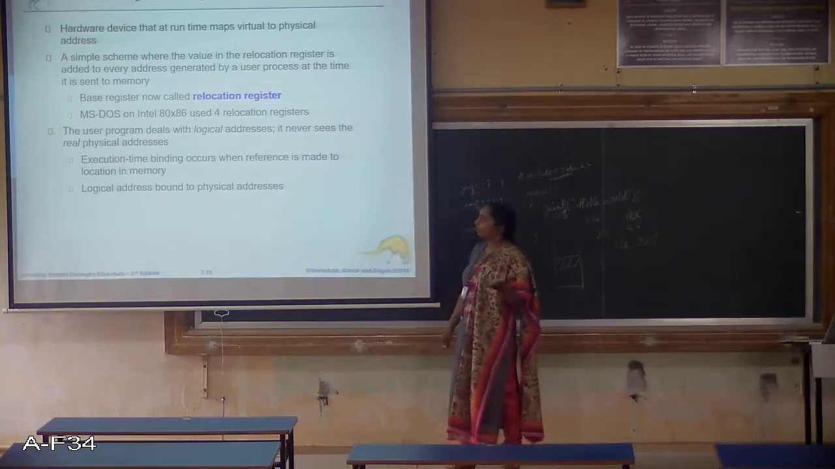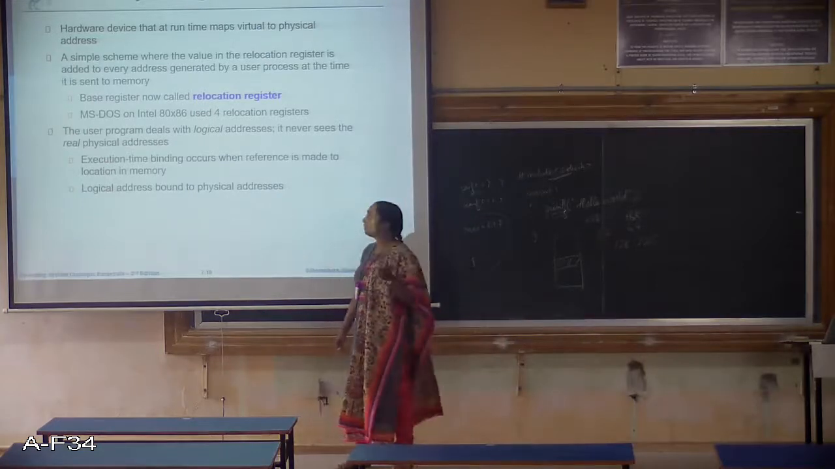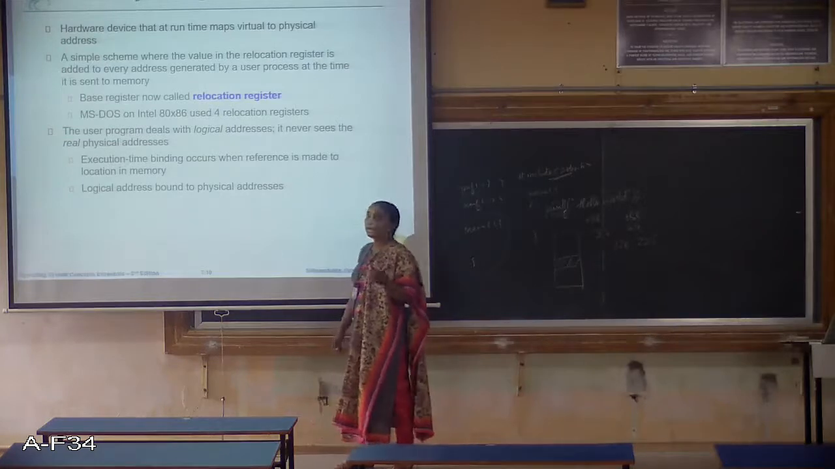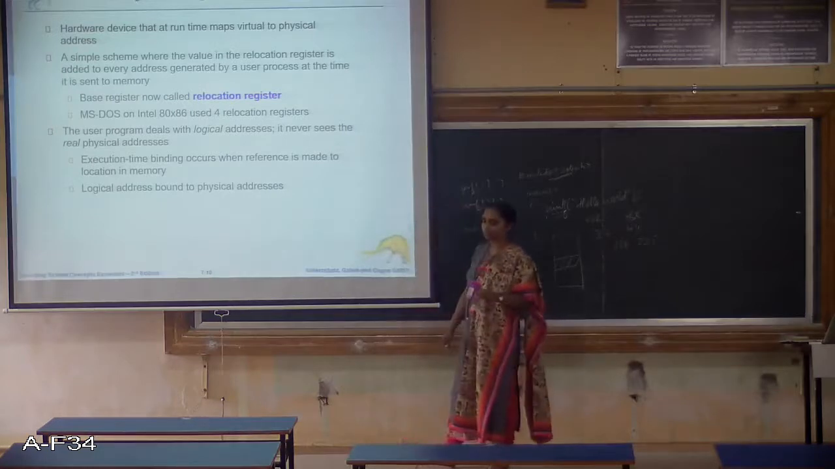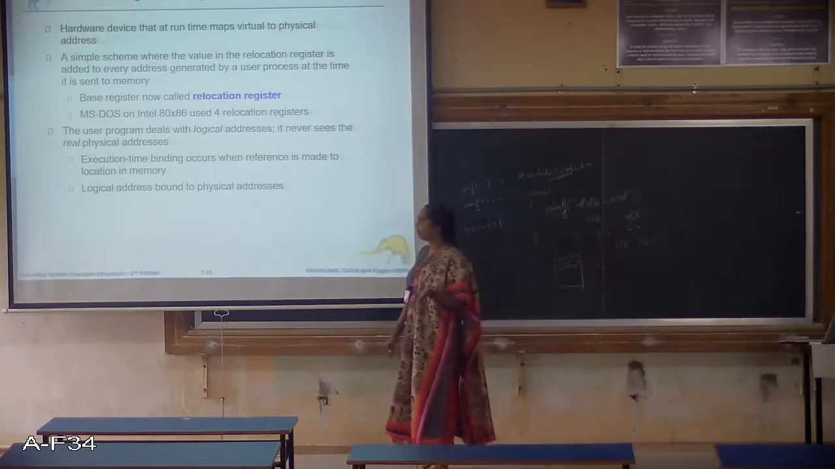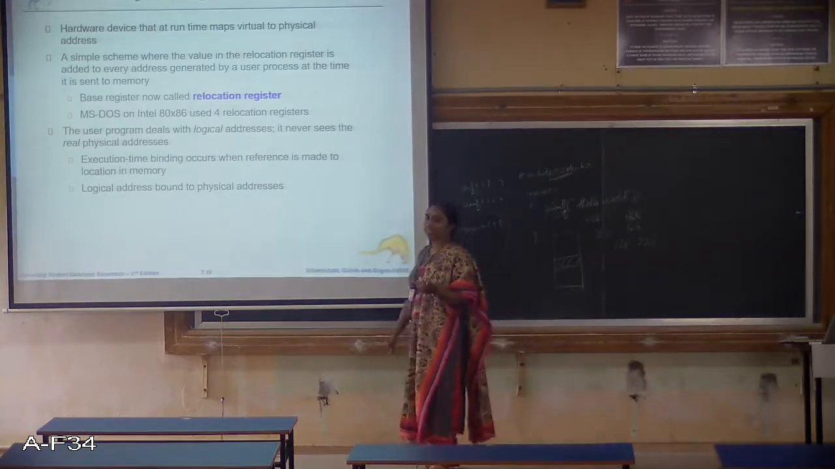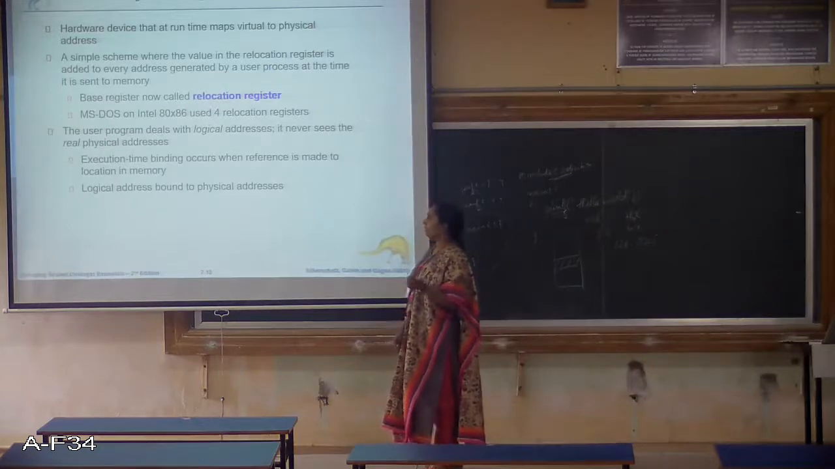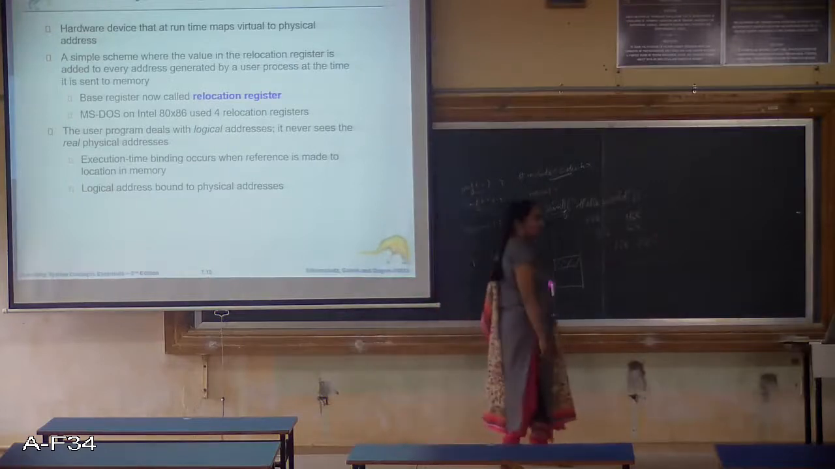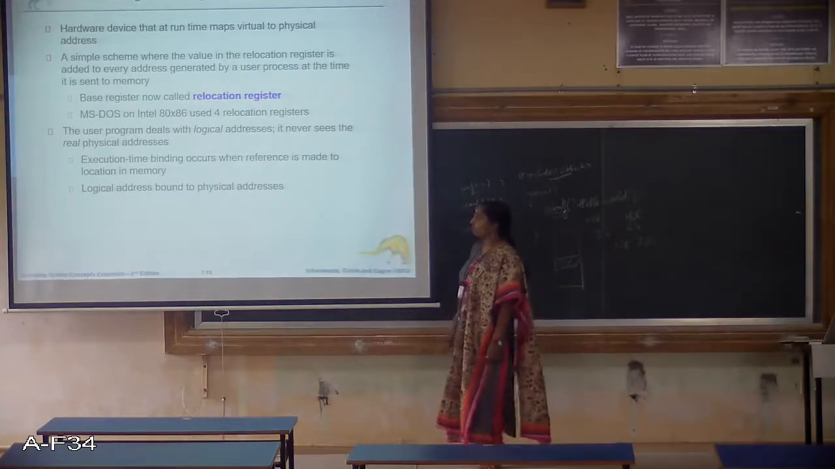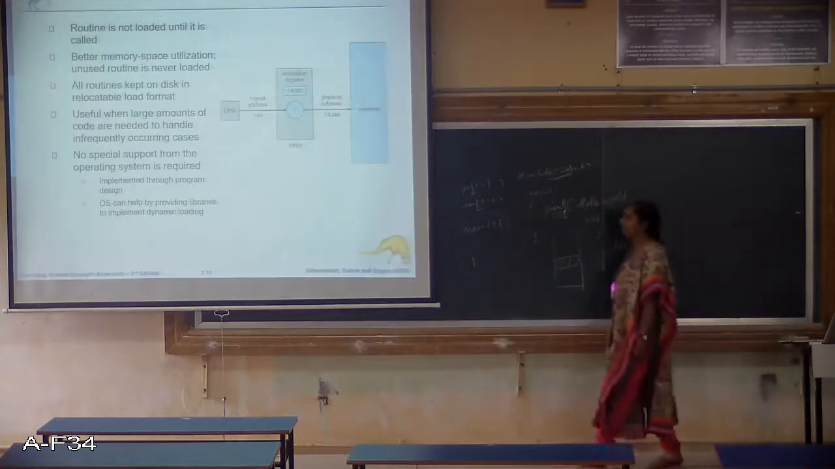It is a simple scheme where the value of the relocation register is added to every address generated by a user process at the time it is sent to memory. The base register is now called the relocation register, and MS-DOS on Intel 8086 used 4 relocation registers for different programs. The user program deals with logical addresses. It never sees the real physical address. Execution time binding occurs when a reference is made to a location in memory.